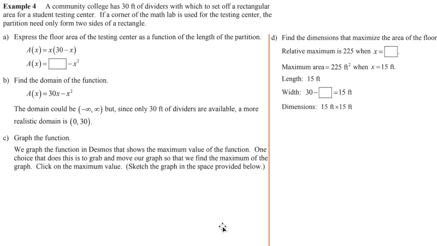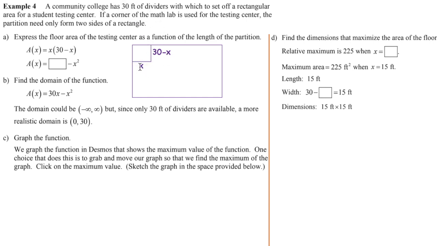A community college has 30 feet of dividers with which to set off a rectangular area for a student testing center. If a corner of the math lab is used for the testing center, the partition needs only to form two sides of a rectangle. So here is the learning center itself, and then the testing center is this little corner. We only have 30 feet of dividers.